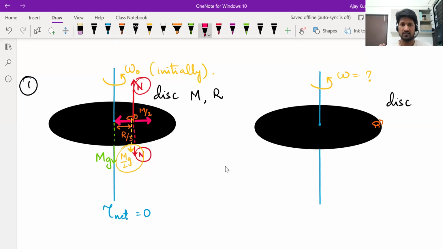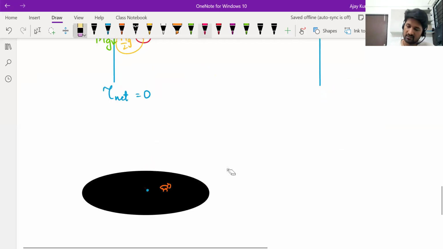Assume it is in pure rotation. Assume the insect is not moving. Then this is the situation. If the insect is stationary, it will be like this. If the insect is walking outwards, what actually happens is friction's line of action changes slightly. On the insect, it will be like this, and on the disc, it will be like this. Then the line of action of friction does not pass through the axis. It creates a torque.